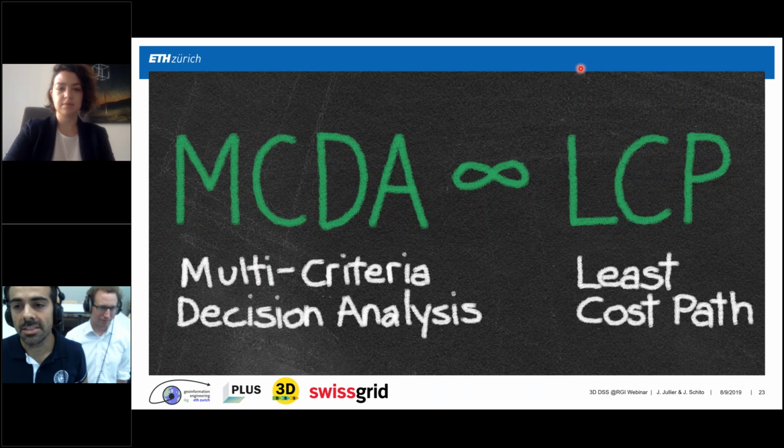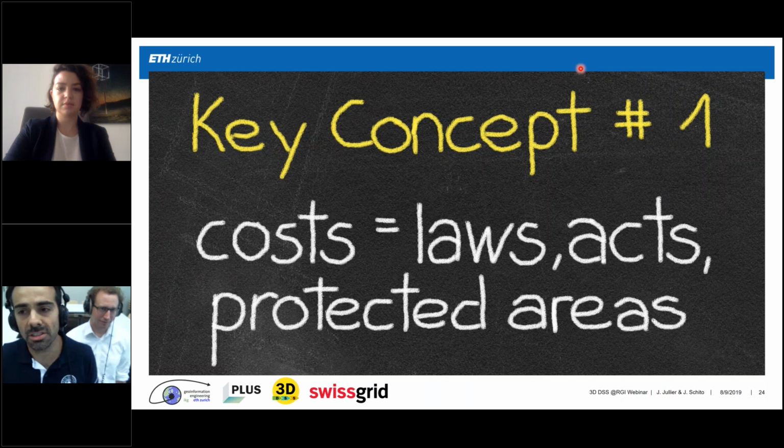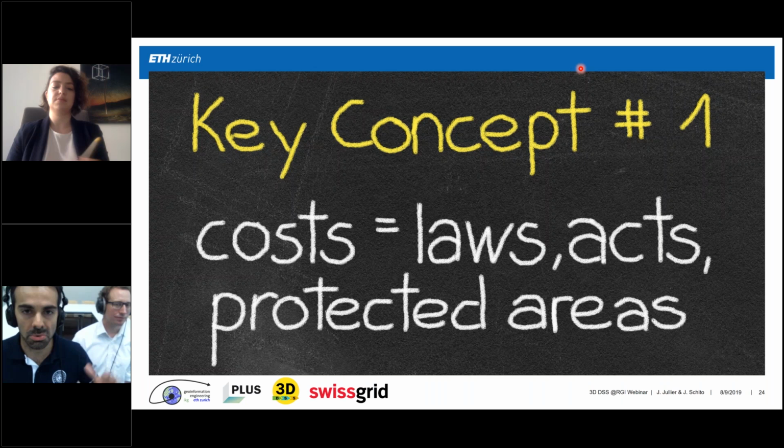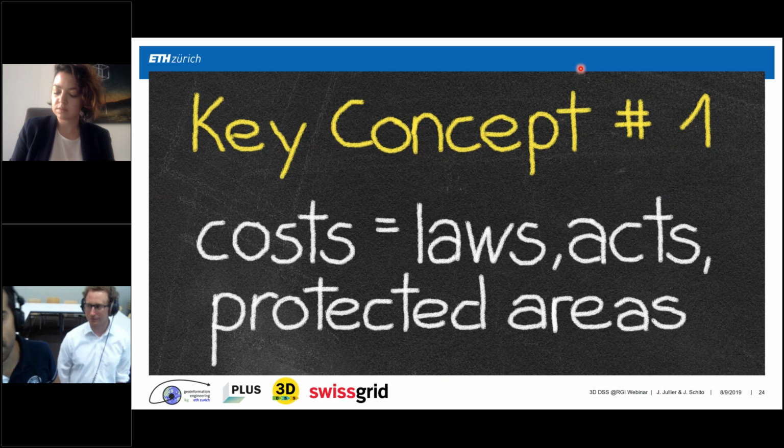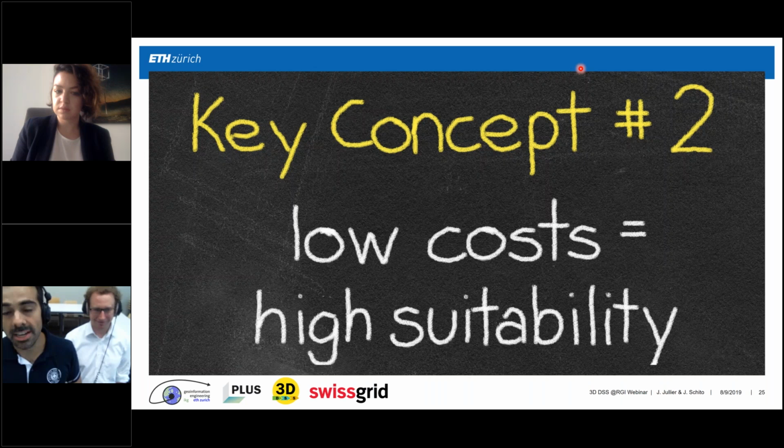The concept behind it is that first you have to consider laws, acts, and areas which are protected by law, and you give them some costs. You define a specific amount of costs so that the future line shouldn't pass this area, which is very costly. So costly areas should be avoided, whereas cheap areas, in terms of virtual costs, should be preferred. The second key concept is that if costs are low, then the suitability for a new power line accordingly is high. These two concepts together, we put into a frame, into a system, in order to compute the solution automatically.